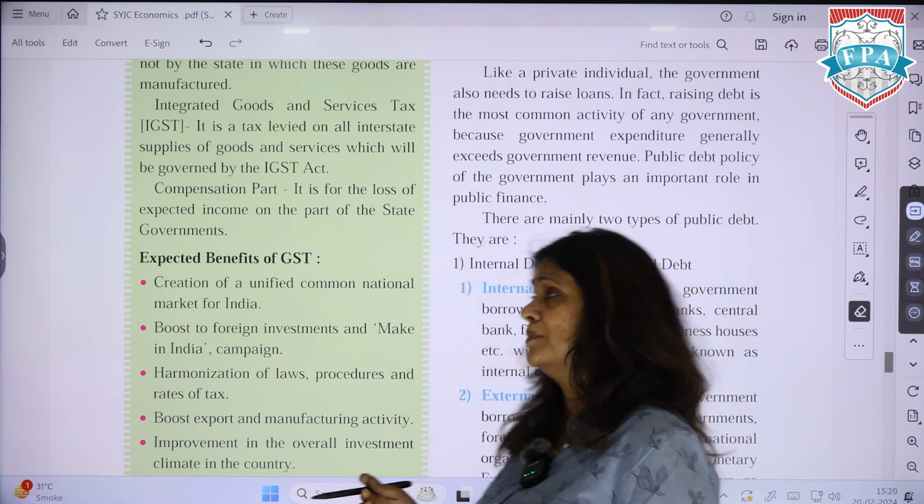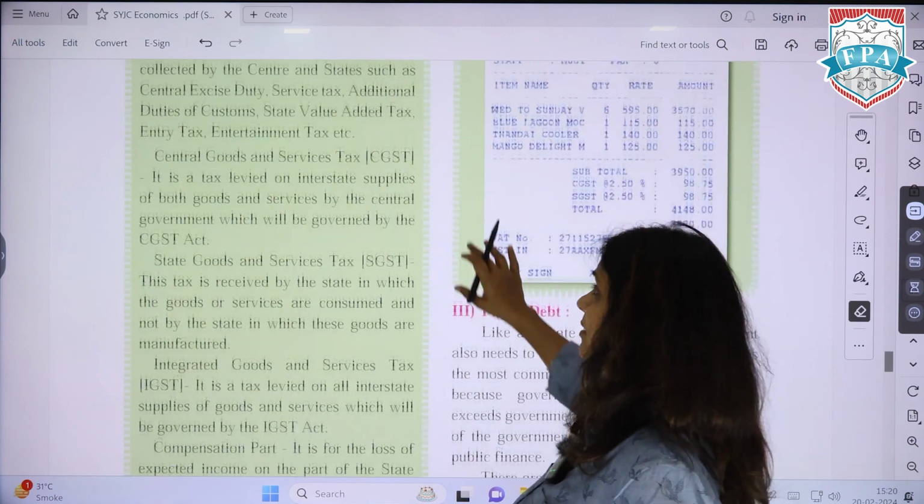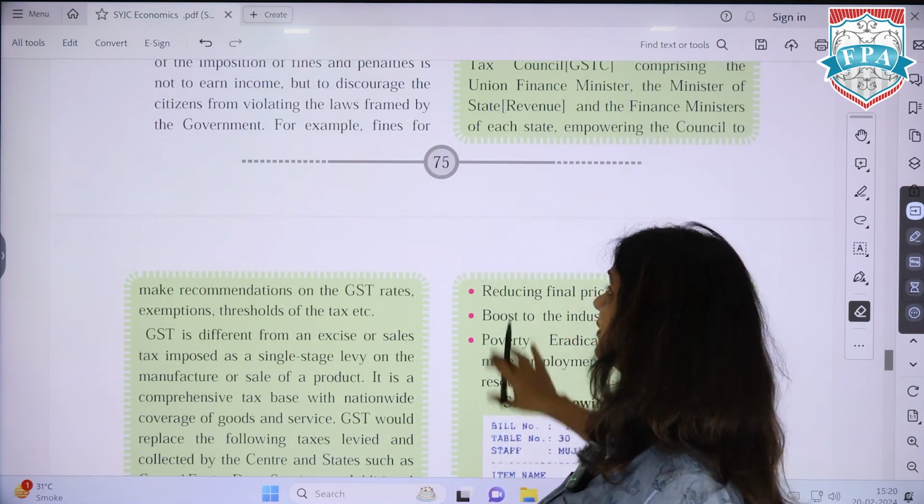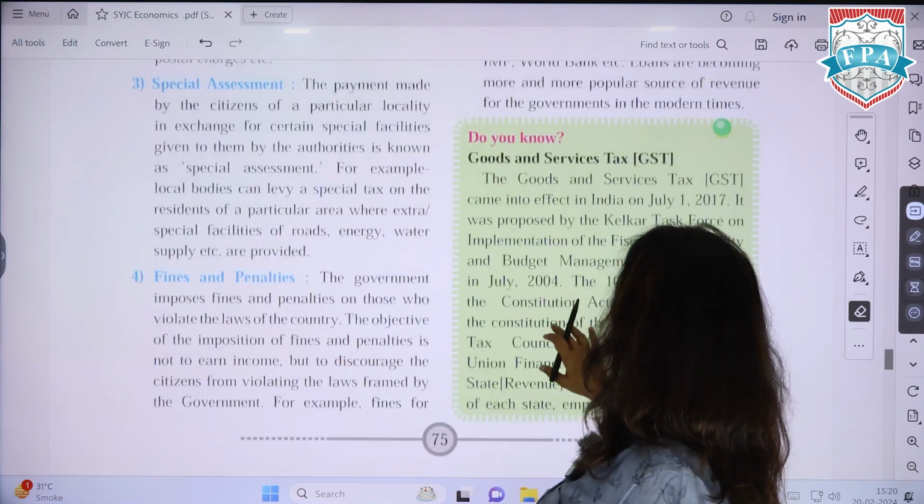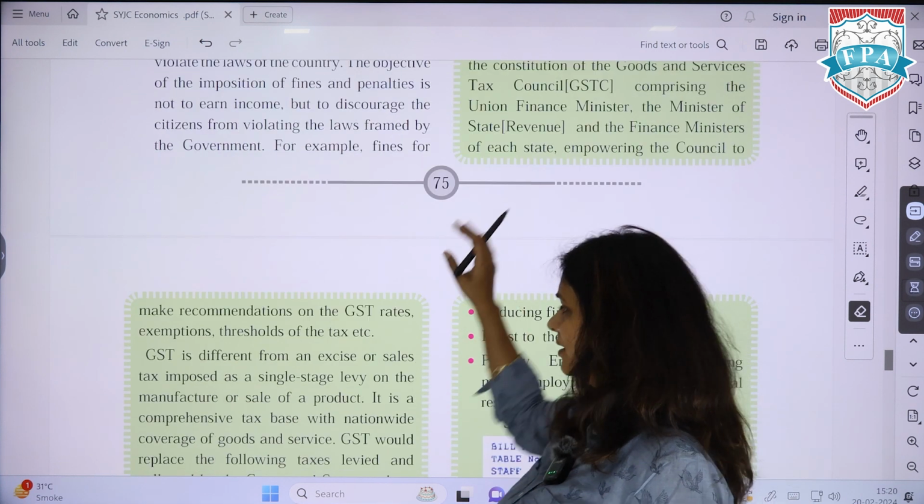what are the various forms of non-tax sources of revenue. Now guys, a little bit they have talked about GST.